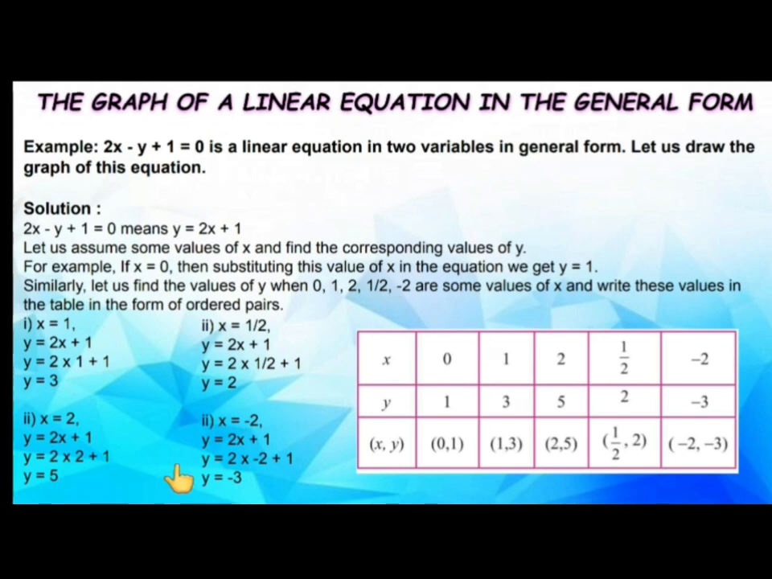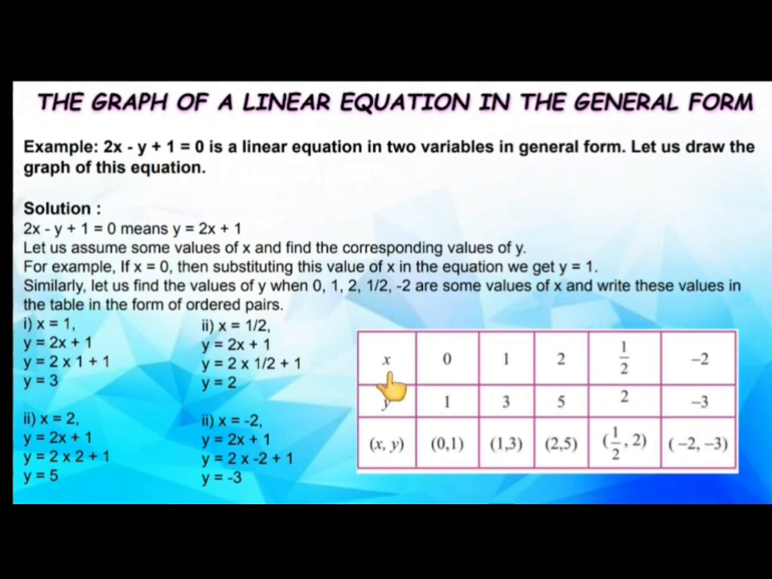And lastly, we assume the value of x to be minus 2. So when x is minus 2, we get the value of y as minus 3. So in the equation 2x plus 1, we write minus 2 in place of x. So therefore, when x equals minus 2, y equals minus 3.